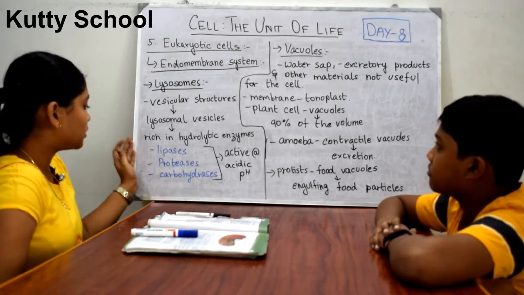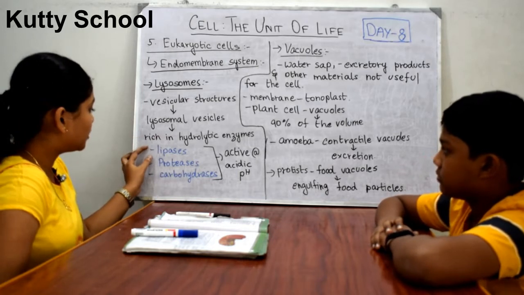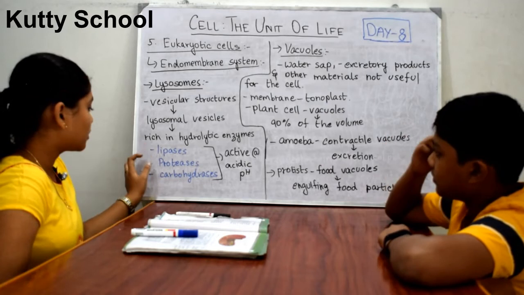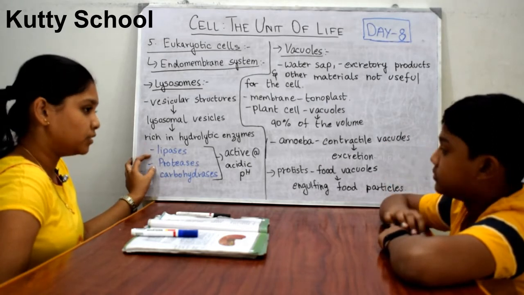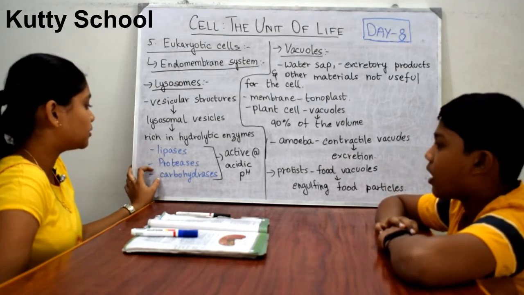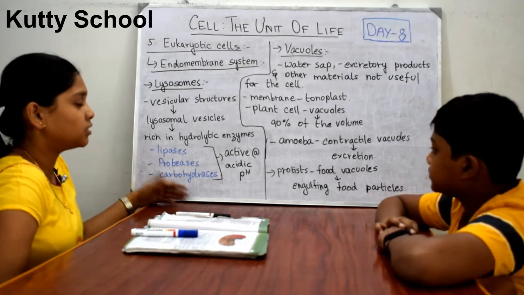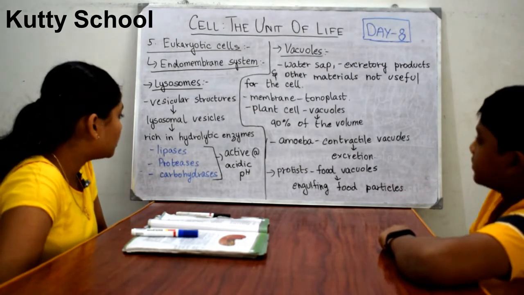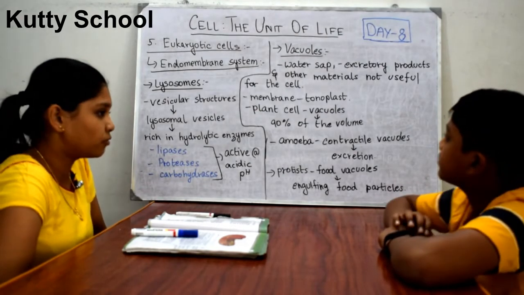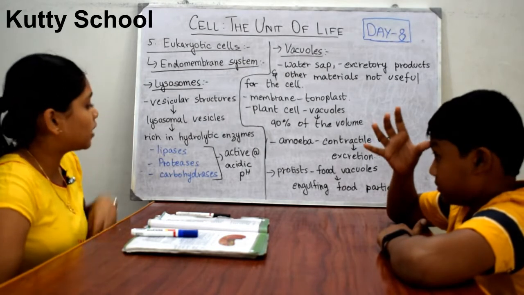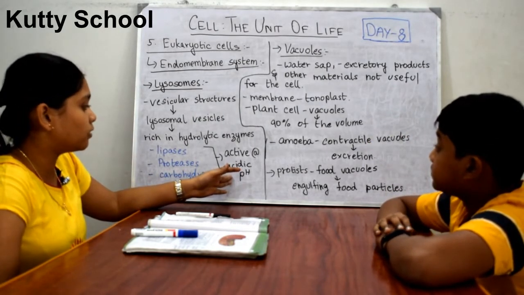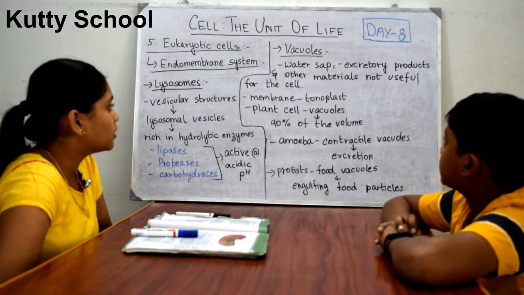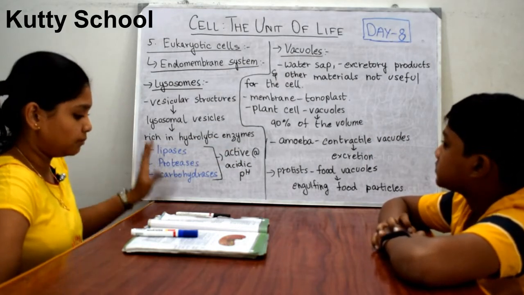So lipases generally digest lipids. Proteases digest proteins, and carbohydrases digest carbohydrates. Nucleases digest nucleic acids, okay. So all these hydrolytic enzymes do their own function, and these are active at acidic pH, which is below 7, below neutral. And this is about lysosomes, okay.